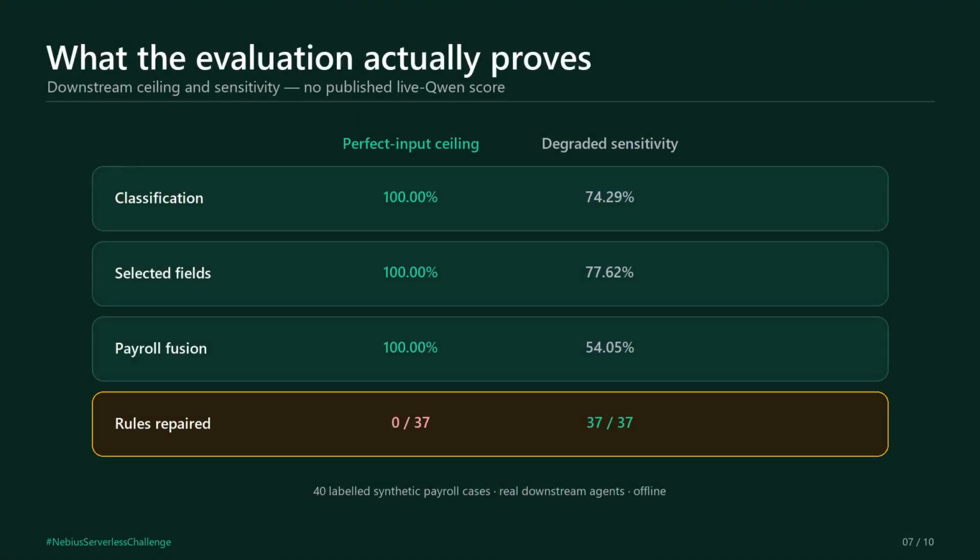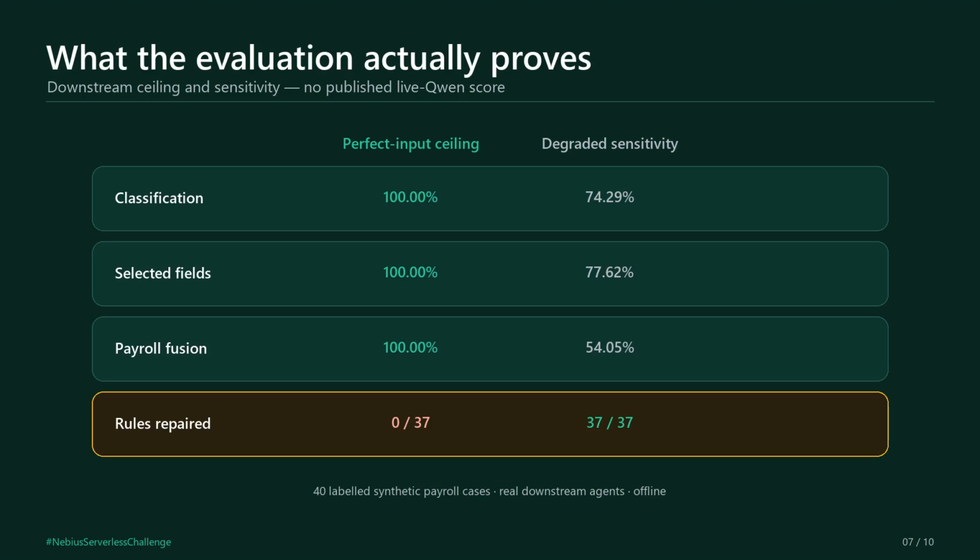The offline evaluation harness imports the real downstream agents and scores 40 labeled synthetic payroll cases. With deterministic perfect structured input, classification, selected field, validation, and payroll fusion accuracy reach 100%. A deliberately degraded extractor drops classification to 74.29%, selected fields to 77.62%, validation outcomes to 66.87%, and fusion to 54.05%.